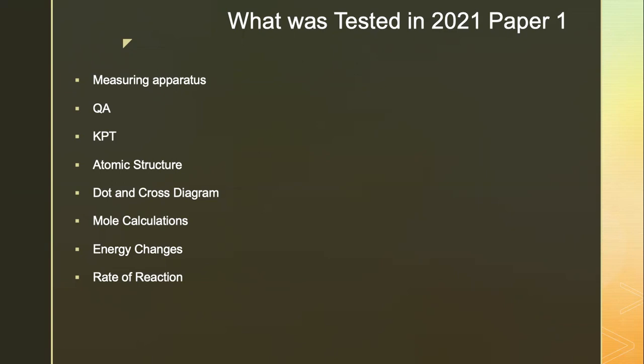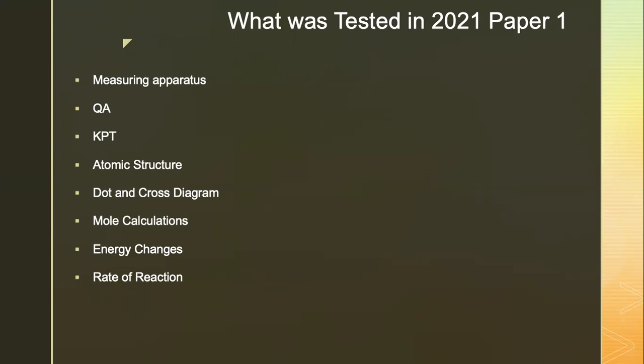Students were also tested on dot and cross diagram in the multiple choice paper, where they will need to choose the correct option that represented the compound. More calculations were tested in the multiple choice section with both the volume of gas and the concentration and volume of solution, and the use of mole ratio and stoichiometry.